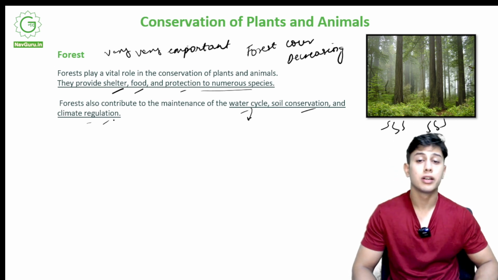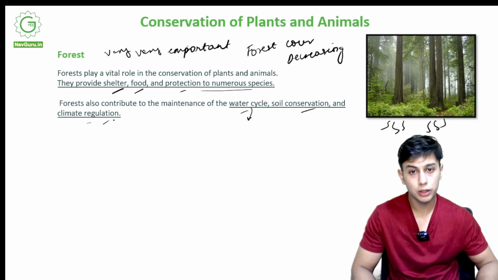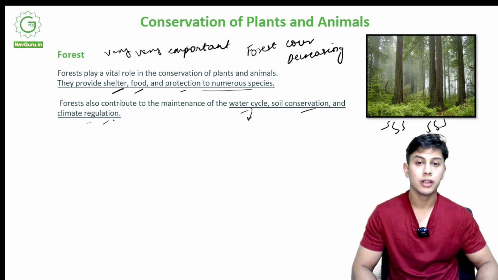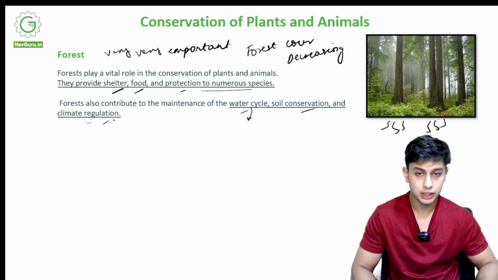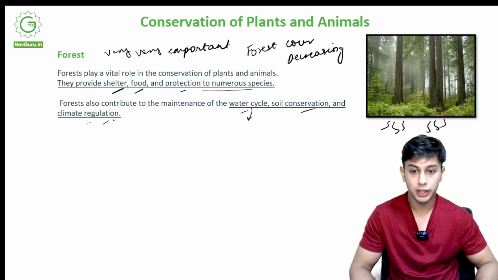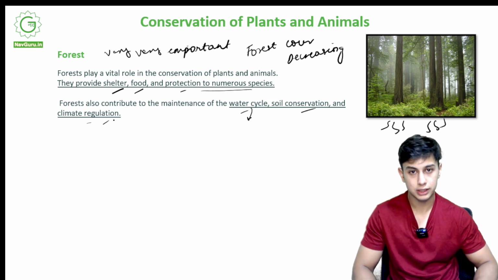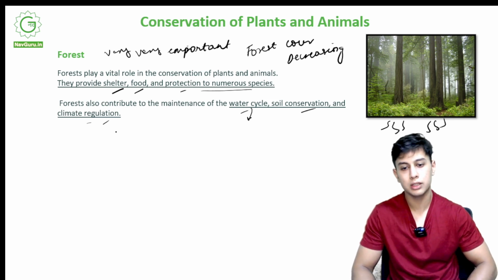Climate regulation. Forests play a very crucial role in climate regulation. For example, if there were no forests, there would be a lot of drought. There may be floods, soil erosion, a lot of things, landslides. So climate regulation is done by forest.